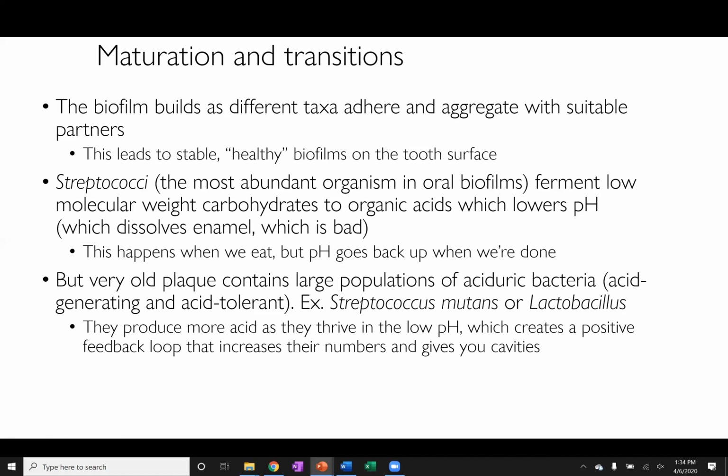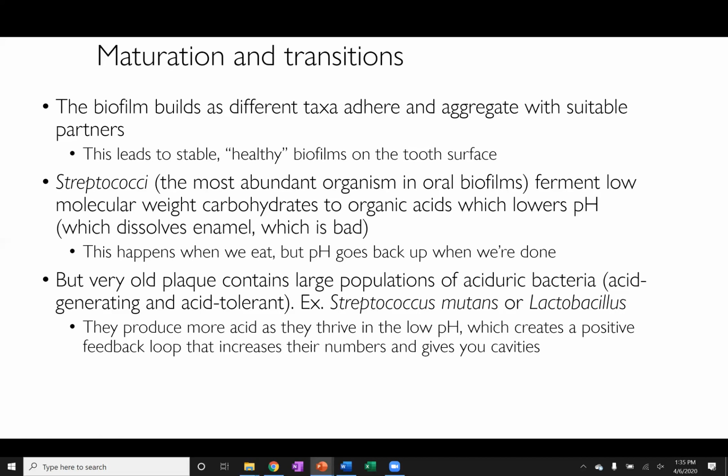Now, the later stages of maturation of your biofilm. If you left your dental plaque for days and days without brushing, very old dental plaque does contain very large populations of acid-generating and acid-tolerant bacteria. This includes bacteria called Streptococcus mutans and Lactobacillus, and they produce much more acid than your normal healthy bacteria. And they thrive in the world of low pH. So what this does is it creates a nasty positive feedback loop that increases their numbers and gives you cavities.